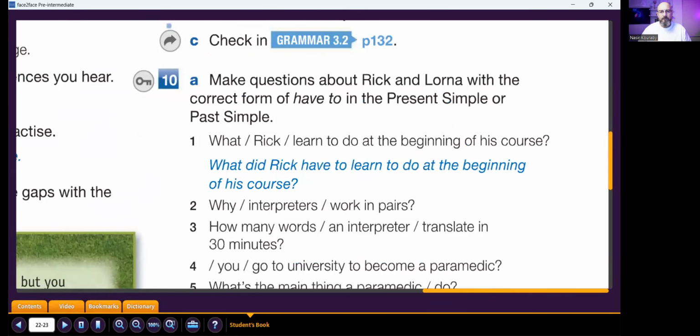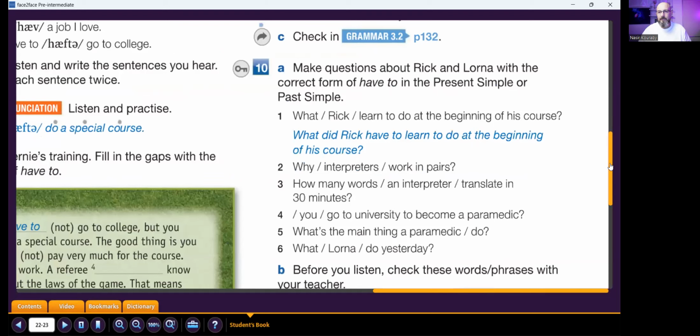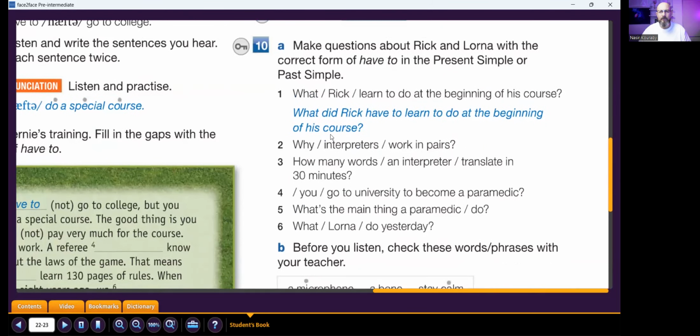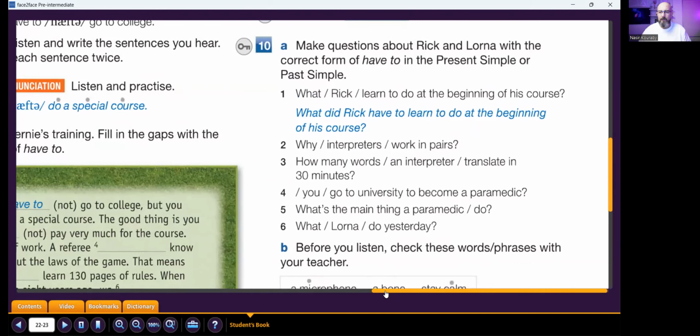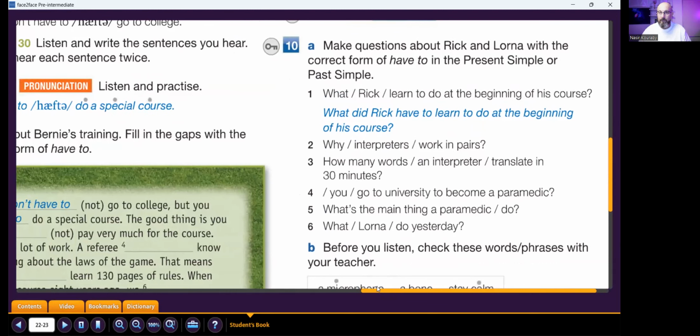Okay, so here we have this exercise number 10. How many questions do we have? 1, 2, 3, 4, 5, 6. So what we will do now, we will add the missing words here. When you have this dash or this line, there is something missing here. You must add it. And let me just remind you, just write the rule again here.